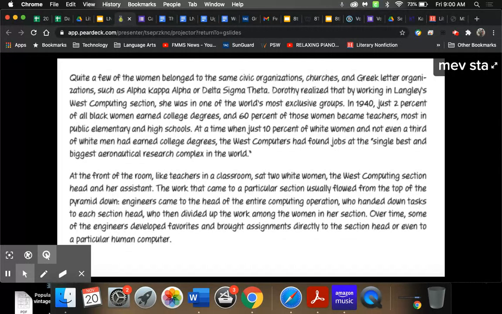At the front of the room, like teachers in a classroom, sat two white women, the West Computing section head and her assistant. The work that came to a particular section usually flowed from the top of the pyramid down. Engineers came to the head of the entire computing operation, who handed down tasks to each section head, who then divided up the work among the women in her section. Over time, some of the engineers developed favorites and brought assignments directly to the section head or even to a particular human computer.